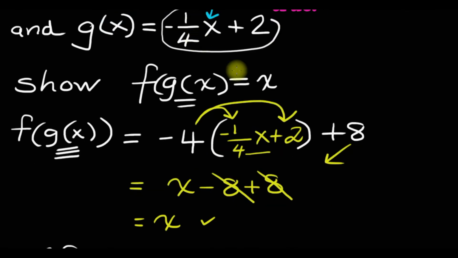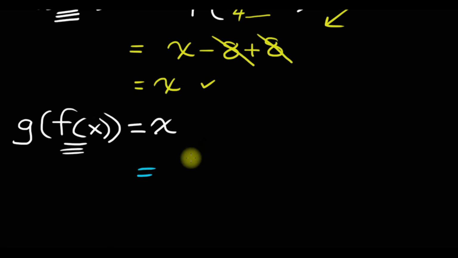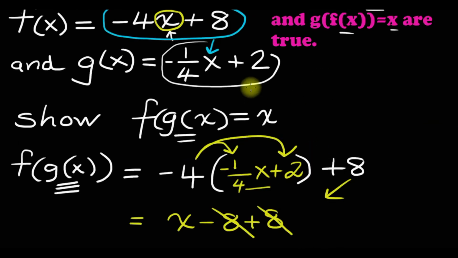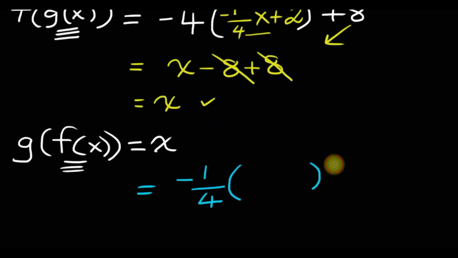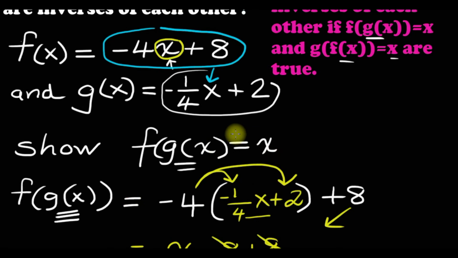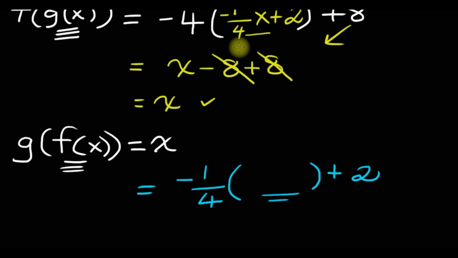So we're going to have -1/4 x, -1/4, and then x, and then plus 2. See the plus 2 on the end. What it is is negative 1 over 4 times x. So what are we putting in there? We're going to put what f of x is in there. So f of x is negative 4x plus 8. So negative 4x plus 8.